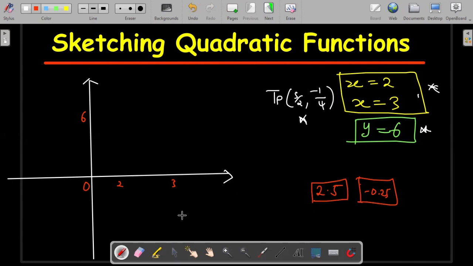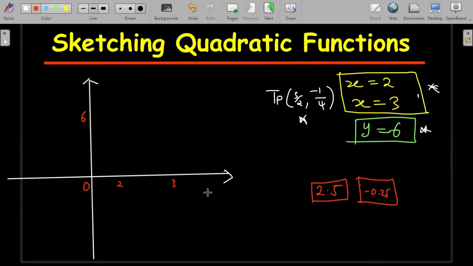So let's plot the turning point. The turning point will be 2.5, and 2.5 will be between these two, right? And then going down, I'm going to minus 0.25. So minus 0.25, you can say it's somewhere there, because it's in the negative y's now. And then the 2.5 is in between here. So if I plot the turning point, it will be there. So that is my turning point. This is 5 over 2, comma, minus 1 over 4, or 2.5, comma, minus 0.25.